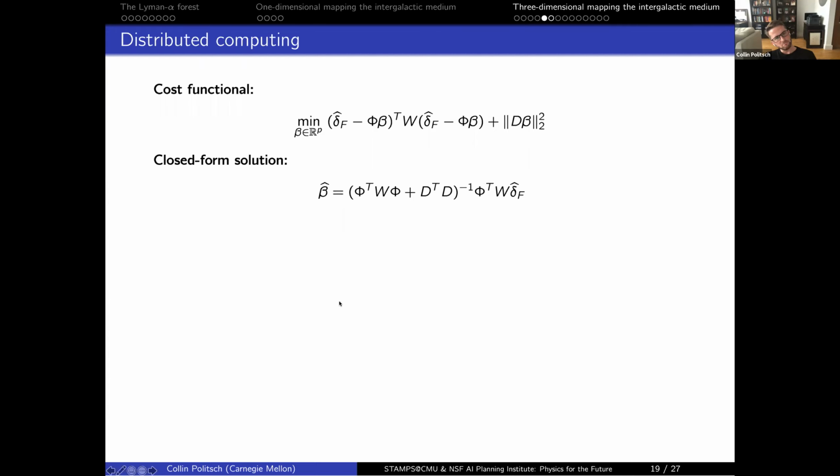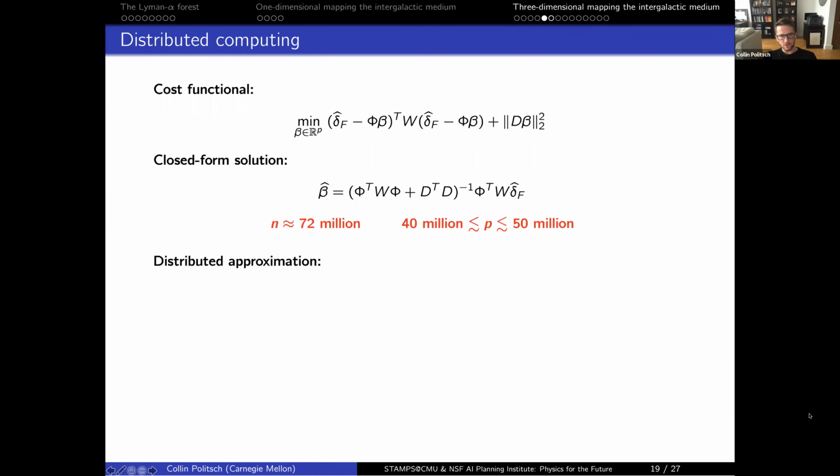But does that mean it's easy? Are we good to go? Absolutely not. The size of this problem is pretty staggering, and the number of observations is approximately 72 million. The number of basis functions in order to map the intergalactic medium at about the level of the transverse separation of these sight lines is 40 to 50 million. So this is a truly massive and high dimensional problem, very difficult to actually get the solution.